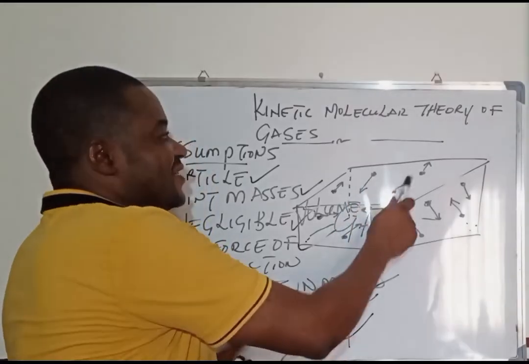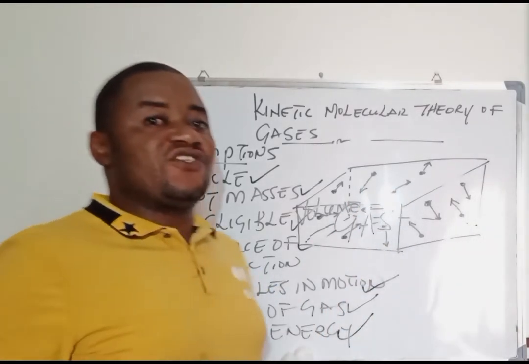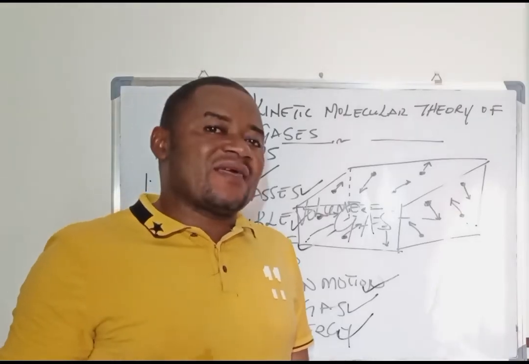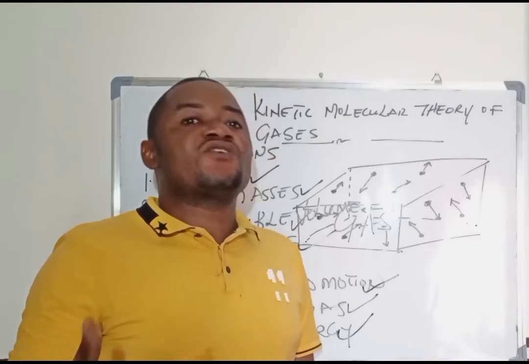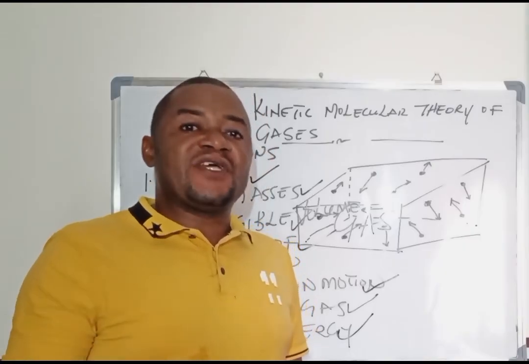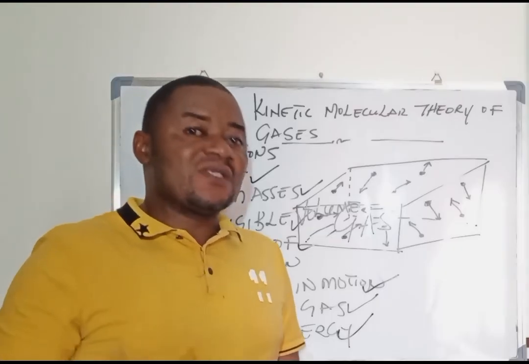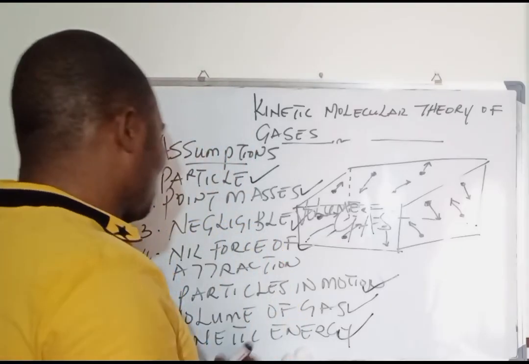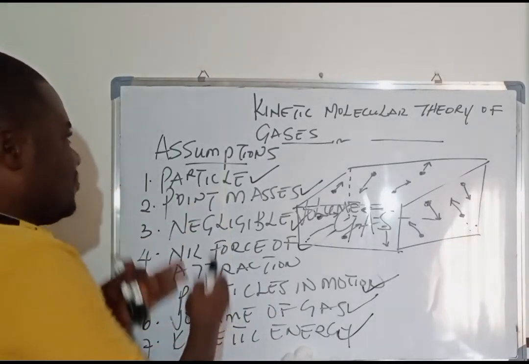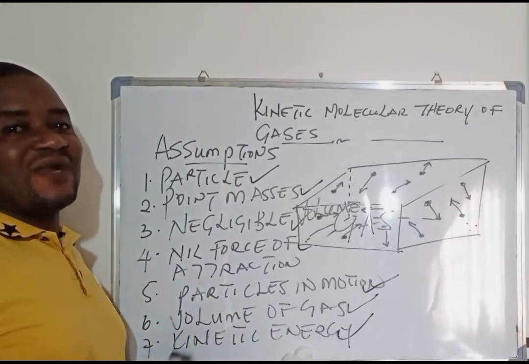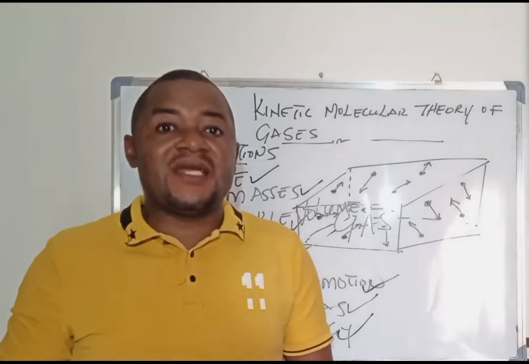So every gas particle in this container will possess a kinetic energy on the basis of the fact that they are in a constant motion. That kinetic energy is only proportional to the temperature of the gas, not the container, but the temperature of the gas. Now those are the assumptions of the kinetic molecular theory of gases. Now how about the postulates?